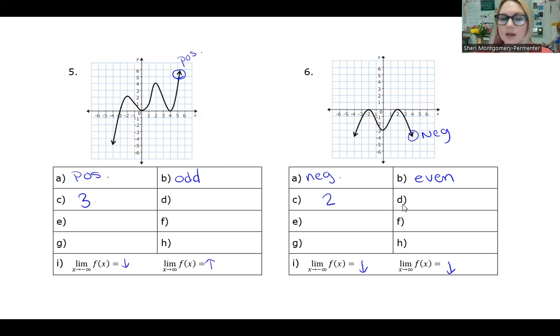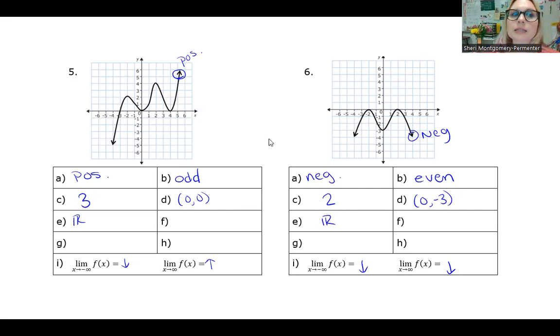For D, your y-intercept. For this one, where do I cross the y-axis? 0. So it is 0, 0. For this one, where do I cross the y-axis? 0, -3. E is my domain. It's the same every time. What is it? All real numbers.